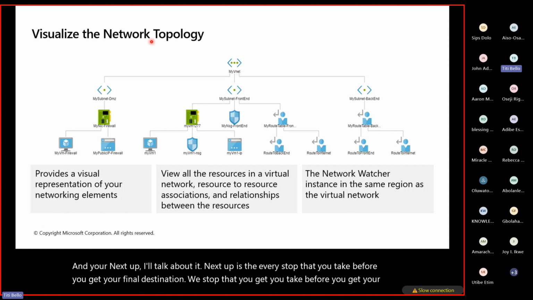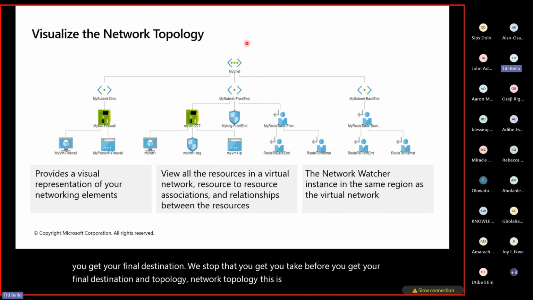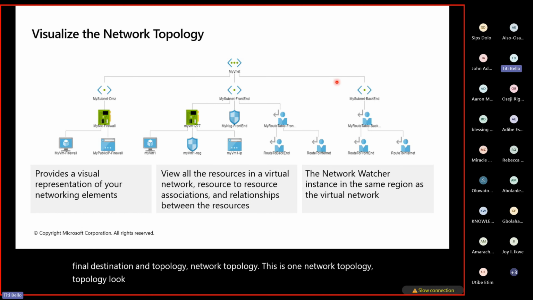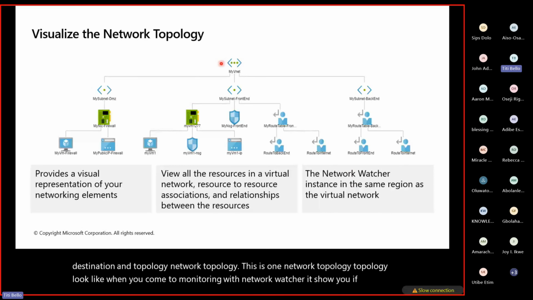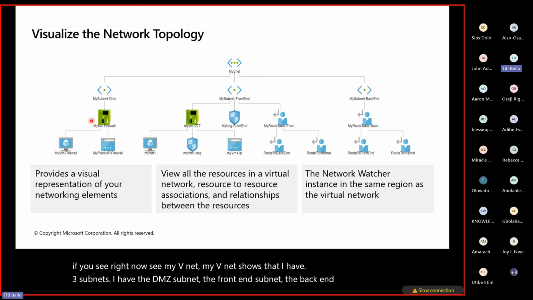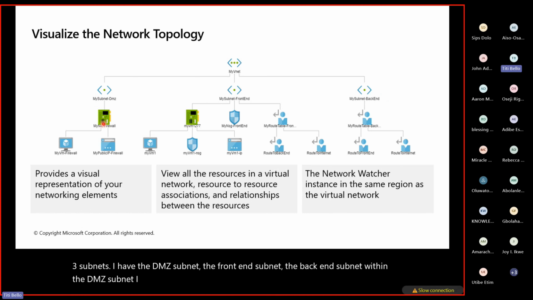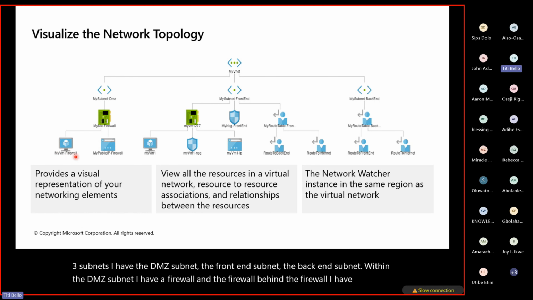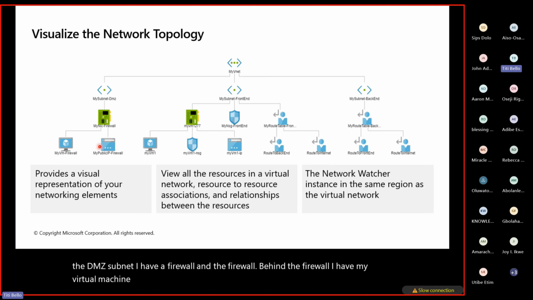Then topology, network topology. This is what network topology looks like when it comes to monitoring with Network Watcher. It shows you, if you see right now, my VNet. My VNet shows that I have 3 subnets. I have the DMZ subnet, the front end subnet, the back end subnet. Within the DMZ subnet, I have a firewall, and behind the firewall I have my virtual machine server, or the firewall itself that is protecting resources behind it within the DMZ zone.